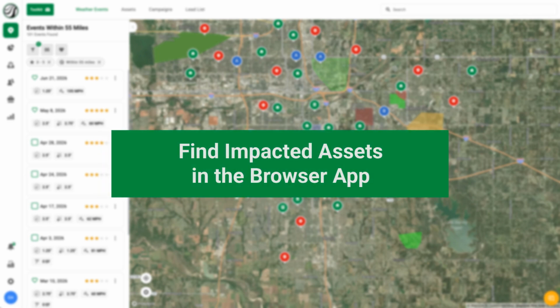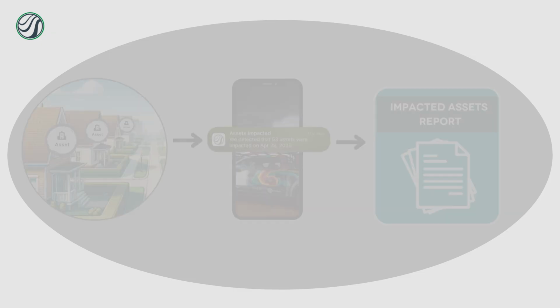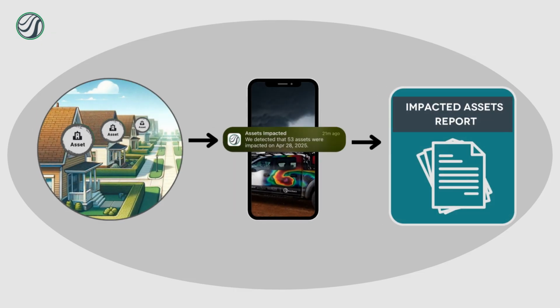In this video, we will cover how to find clients hit by storms using the Impacted Assets feature in the browser app. Impacted Assets helps you see which customers or prospects were hit by hail, wind, or tornadoes, so you can reach out quickly, schedule inspections, and help with claim support. Instead of starting from scratch after a storm, you are starting with the property owners you already have a relationship with.